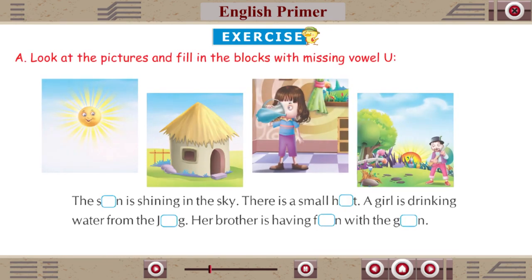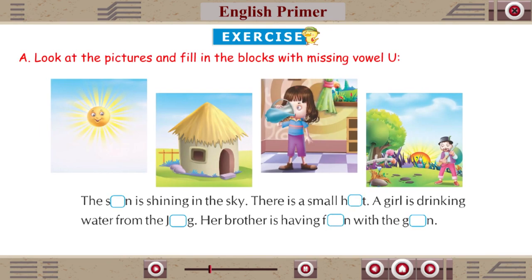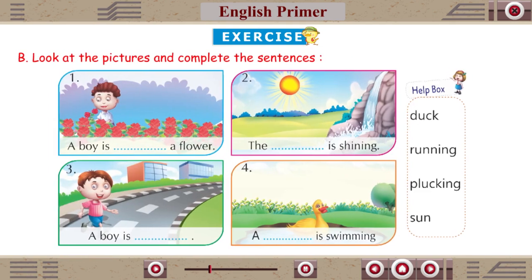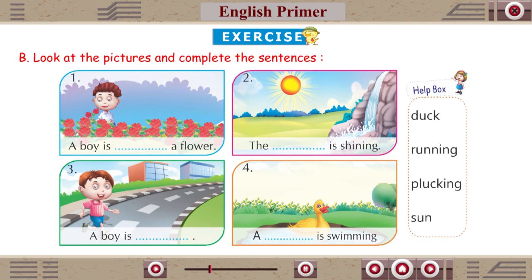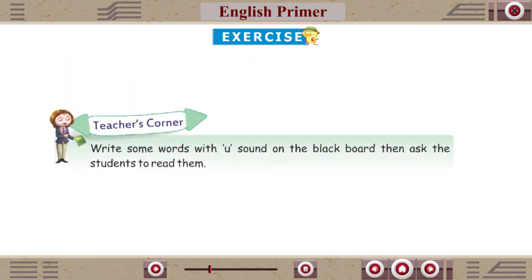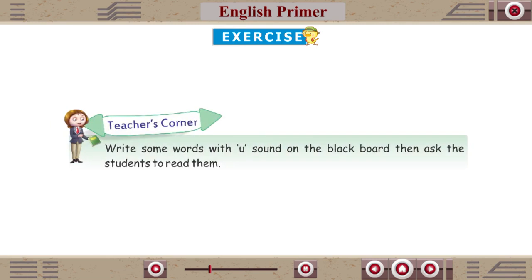Exercise A. Look at the pictures and fill in the blocks with missing vowel U. B. See the pictures and complete the sentences. Teacher's Corner. Write some words with U sound on the blackboard, then ask the students to read them.